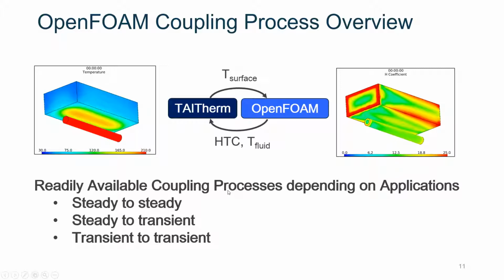We have a number of readily available coupling processes for the different applications we described before. So like steady to steady, if you are simulating a steady state event like a car cruising at a steady speed, but also more complex coupling strategies for transient simulations, like if you're doing a heat soak or a cabin pull down. We'll have more examples of this in the next section that Sasha will present. I'll hand it over to you, Sasha.